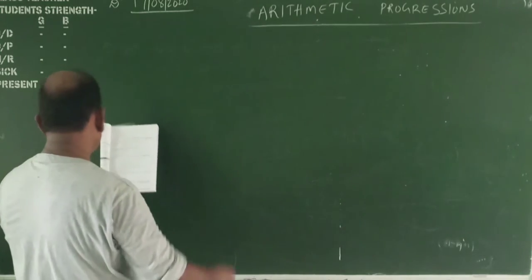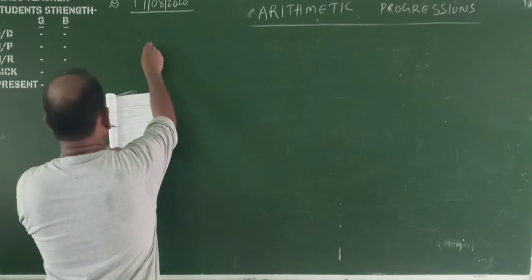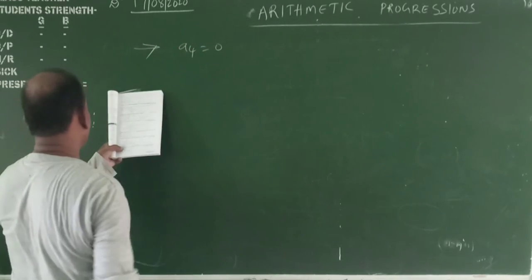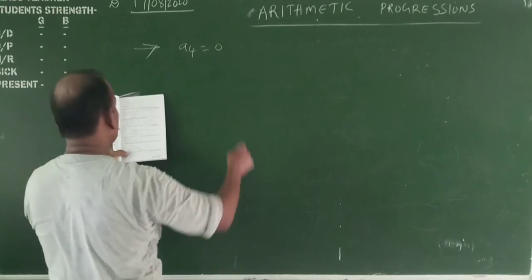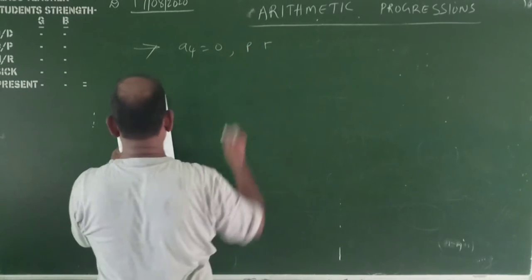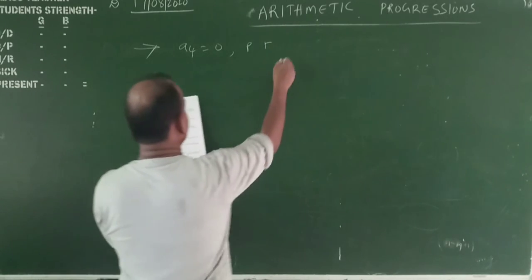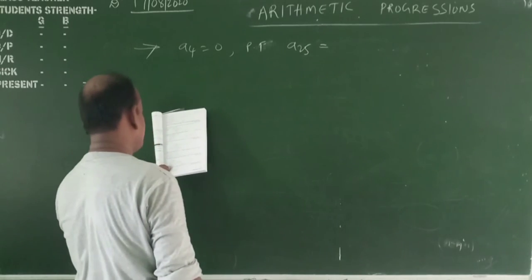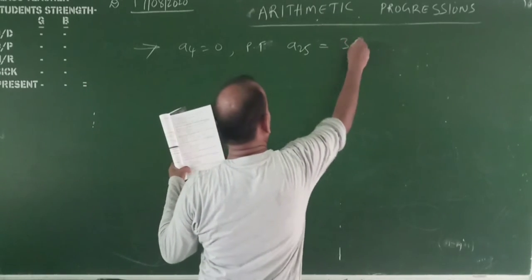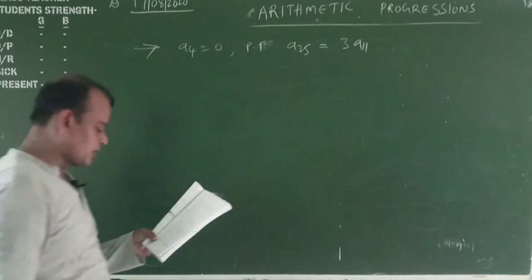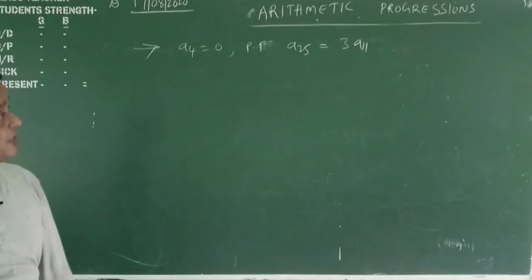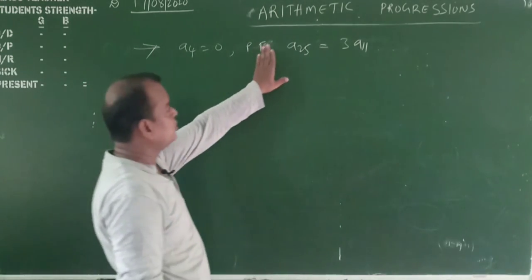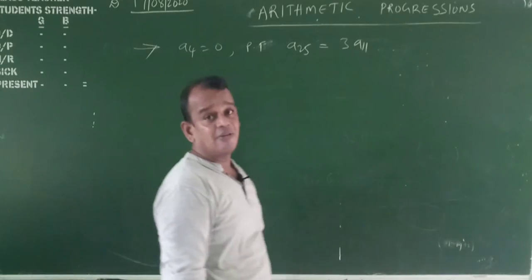The fourth term of an AP is 0. Prove that the 25th term of the AP, A25, is 3 times its 11th term. The fourth term is equal to 0. We have to prove that the 25th term is equal to 3 times the 11th term.